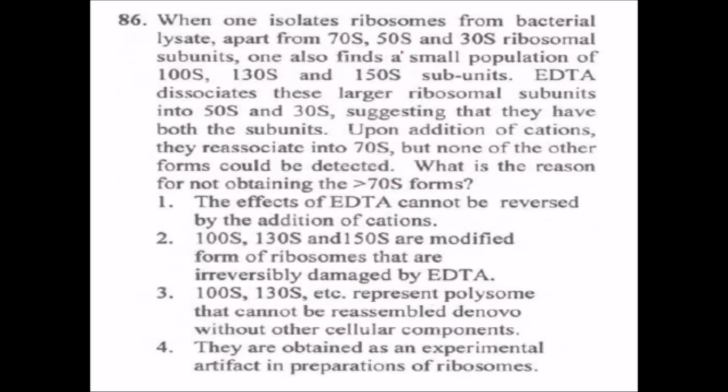Actually, these are forms of polysomes which are formed by the association of individual 70S ribosomes, and it is not possible in a de novo situation to reassemble these polysomes into 130S or 150S. So the answer here will be: the 100S and 130S forms represent polysomes that cannot be reassembled de novo without other cellular components.